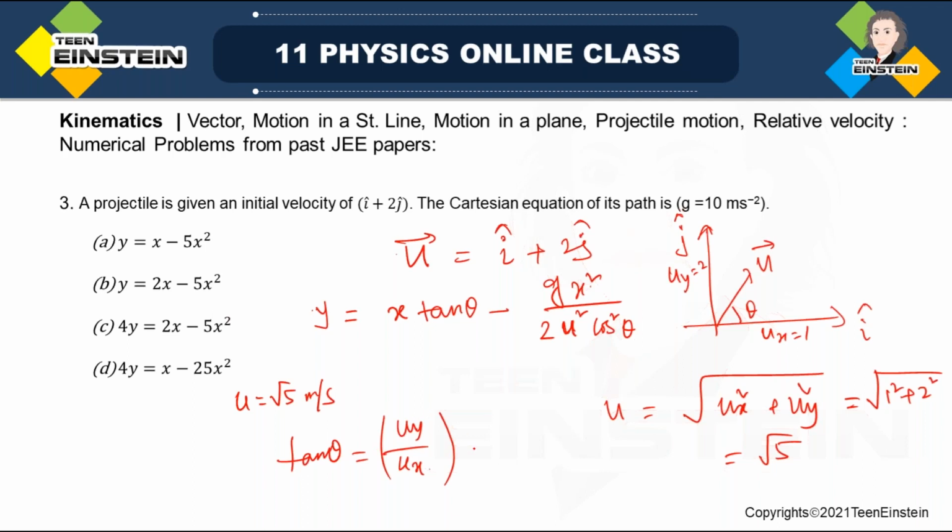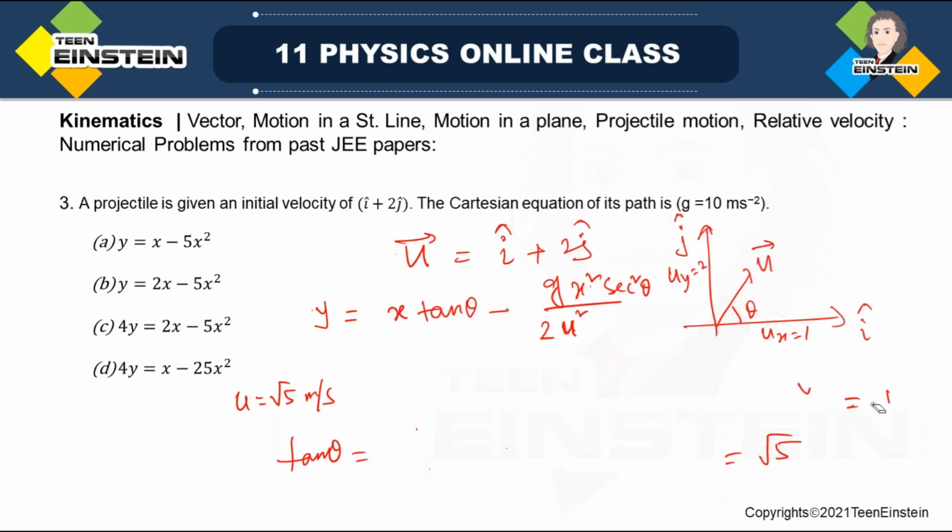Now, see here in this case, uy is 2 and ux is 1. So tan theta is equal to 2. So here you have cos square theta in the denominator, so we can write this as sec square theta. So I know the tan square theta, that is equal to 4, and I'll just erase this part.